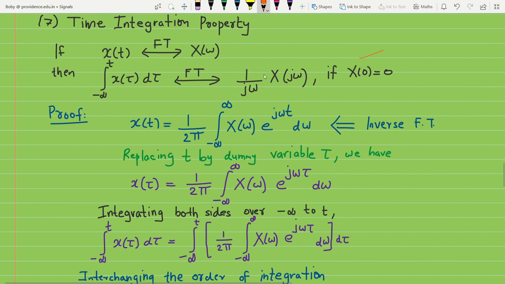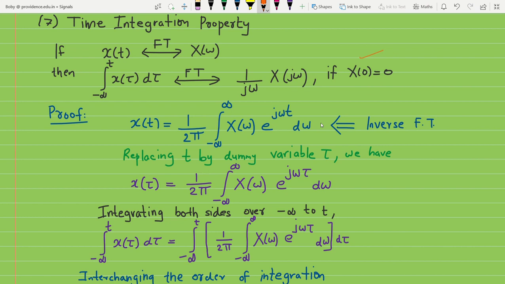Okay, this is 1 by j omega X of j omega. So the proof is like this. We can prove it. x of t is equal to 1 by 2 pi integral X of omega e raised to j omega t d omega. That is the equation for the inverse Fourier transform.